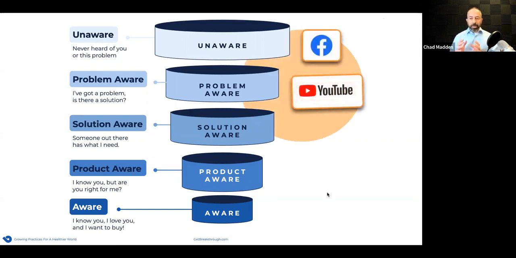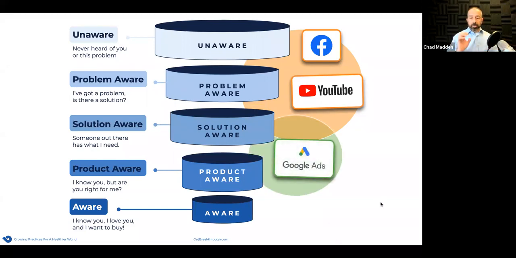Now, how do we place and think about different online media? Facebook and YouTube, if you've ever scrolled on Facebook or scrolled on YouTube, are very good at attracting the unaware and the problem aware. They work on pattern interruption. Do they help out with solution aware and product aware? Absolutely. But the thing that they do that is unique is in the unaware end of the spectrum.